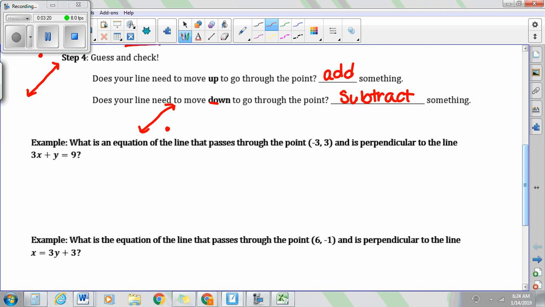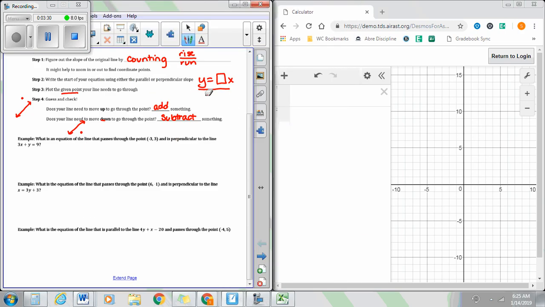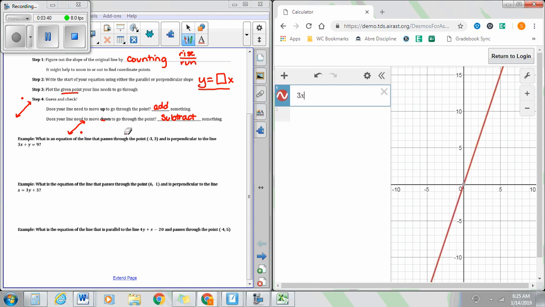So the first example says, what is the equation of the line that passes through the point -3, 3 and is perpendicular to the line 3x plus y equals 9? So here's what I'm going to do. I'm going to move this over so that I can type on Desmos on this side. I'm going to start with this equation right here. 3x plus y equals 9.